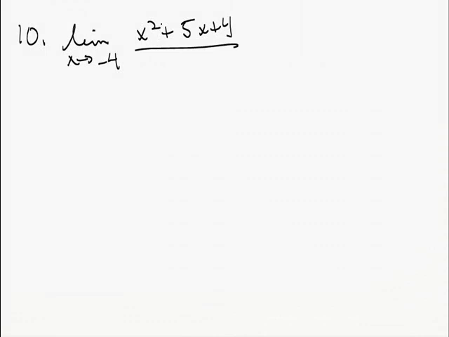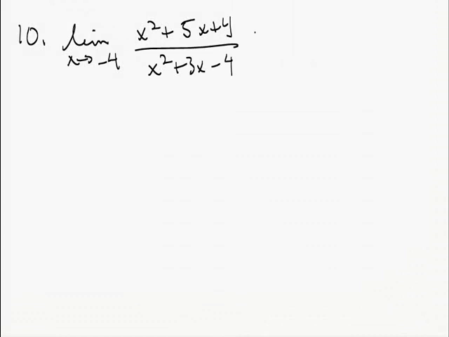A couple other examples that we want to look at. Let's take a look at number 10, where we want to find the limit as x approaches negative 4 of this rational function, x squared plus 5x plus 4 divided by x squared plus 3x minus 4. Now, remember we did have a limit law that said we can just plug the number in for a rational function as long as that number is in the domain of the rational function.